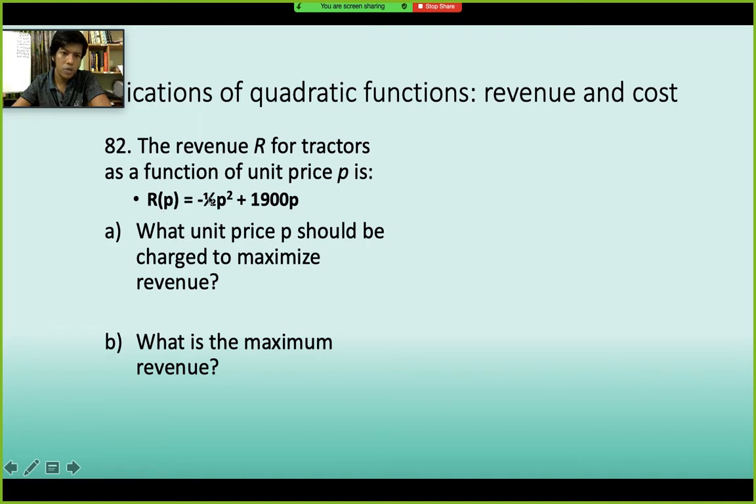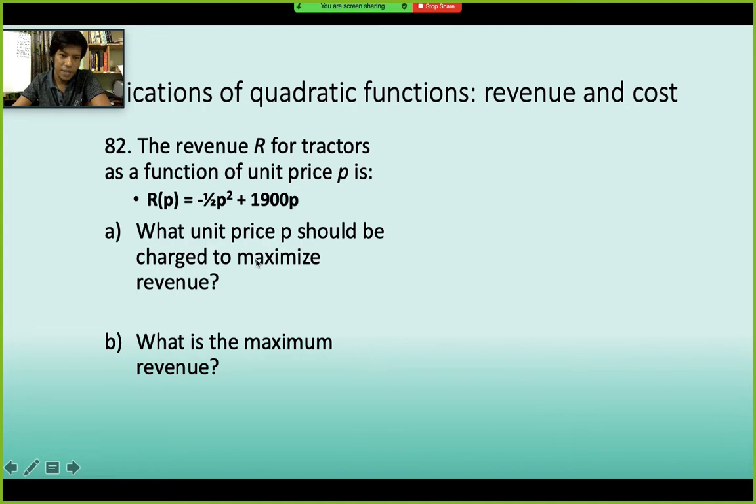So R of P equals minus 1 by 2 P square plus 1900 P. Now, it may look like, what is this? I do not understand. Suppose in your mind, think this is y, this is x, and this is also x. So basically, minus 1 by 2 x square plus 1900 x. Some people, if they see different symbols, different alphabets, they get like, oh my god, what is this? I do not know. They are just some symbols, okay? No problem. Just a changed alphabet.